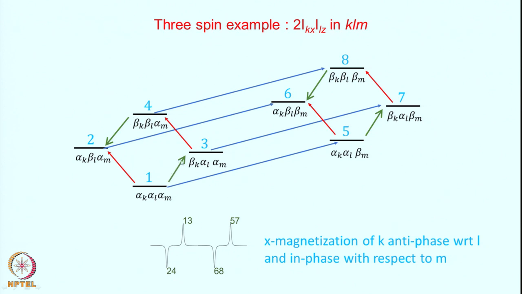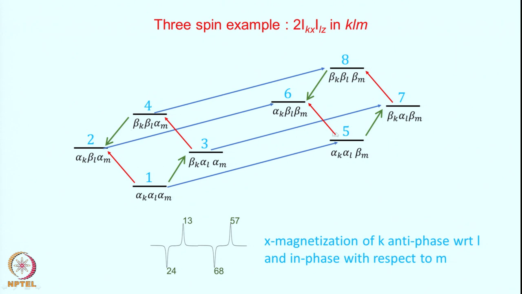In this case the arrow is like this, and in this case the arrow is like this. So this represents an antiphase term. These two terms will have opposite signs, and that is indicated by a representation here. If 1,3 is positive, then the 2,4 transition is negative, okay, and that will be in this block.